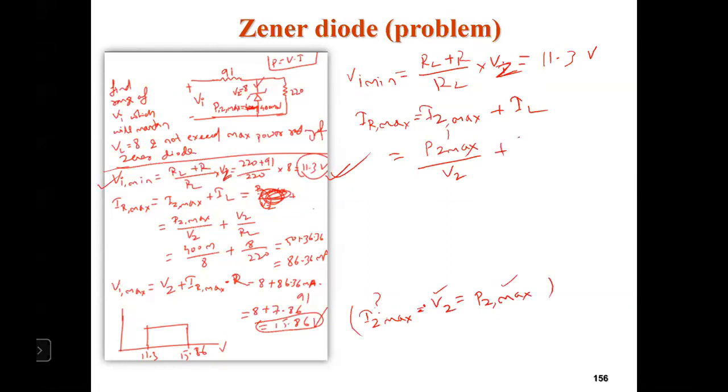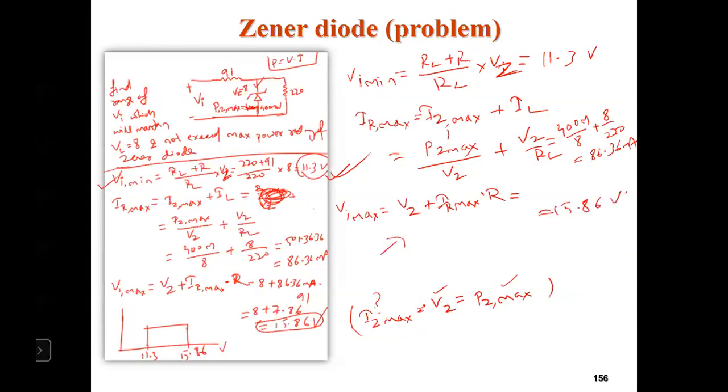Plus IL will be your VZ by RL. So put the values: 400 milli by 8 plus 8 by 220. It will be 86.36 milliampere. Once you have this, VI max is equal to VZ plus IR max into R. Put in the values and you'll get 15.86 volt. This question was asked in a previous semester mid-sem paper.